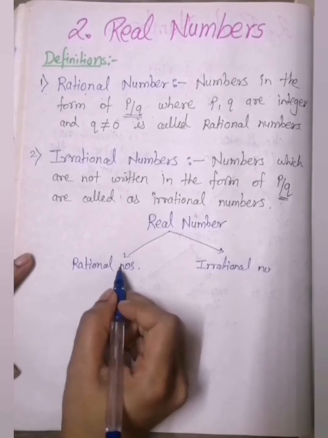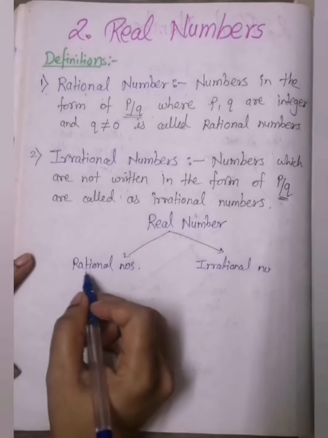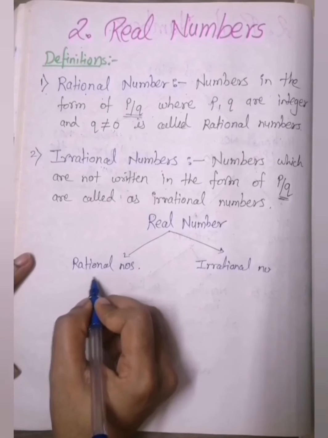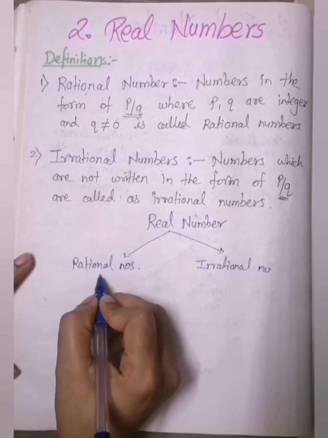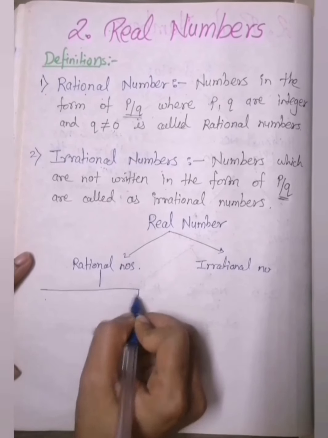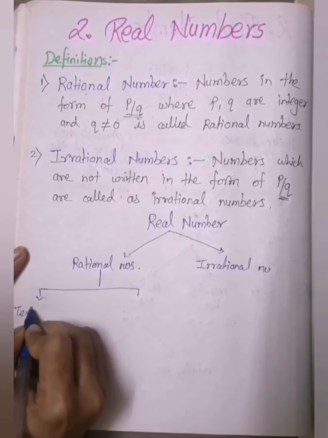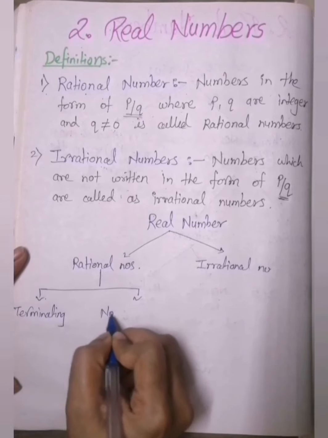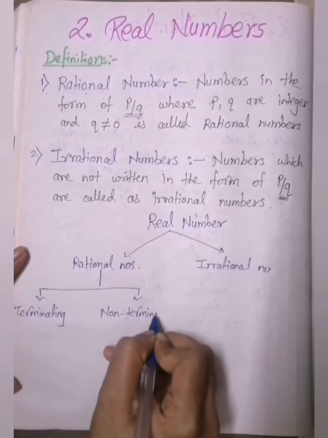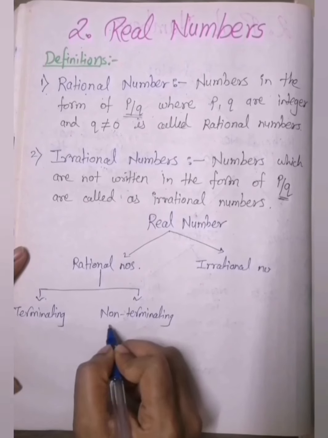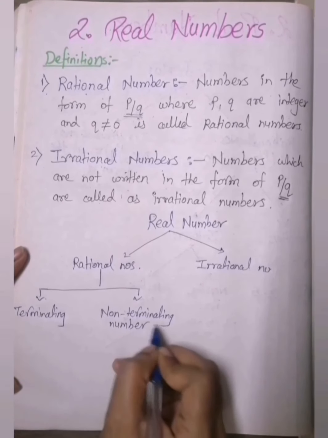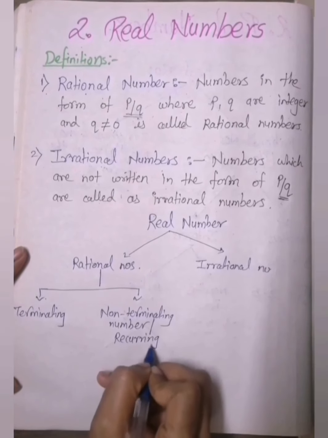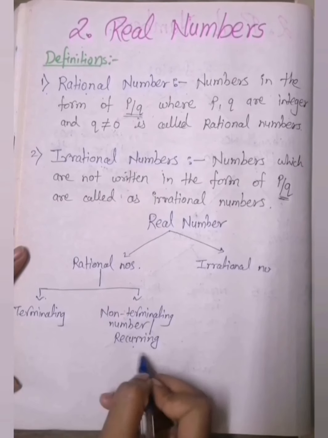Now we start with what exactly a rational number is. A rational number is classified into terminating and non-terminating. Clear? So just look here, students. This is terminating and this is non-terminating, or recurring numbers. What is recurring? Recurring means a repetition of numbers.